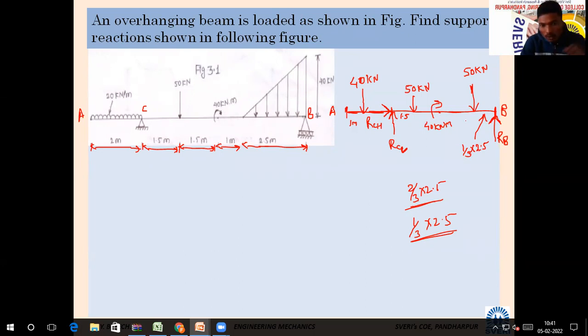मी काल सांगितलं होतं बघा टोकाकडून किती घ्यायचं 2/3 or from the back 1/3. आता काय करणार आहे आपण from the back we are going to take 1/3. Okay, so whatever it will come, किती ते बघा 2.5 divided by 3.